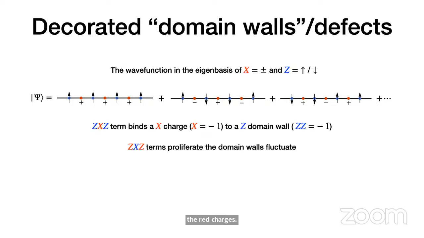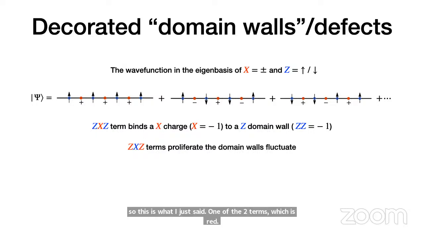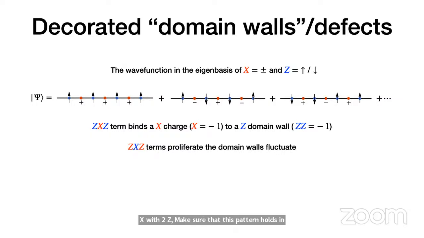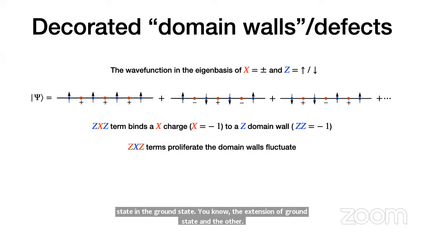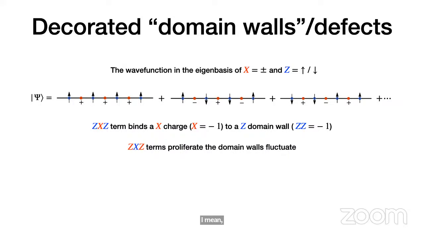This is what I just said. One of the two terms, red X with two blue Z, makes sure that this pattern holds in every state in the expansion of the ground state, and the other term in the Hamiltonian proliferates these domain walls and makes sure that they are superposed in the ground state.